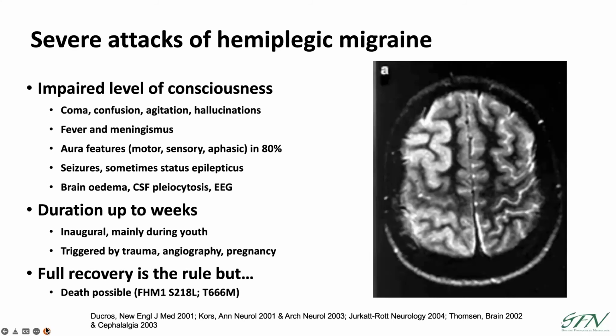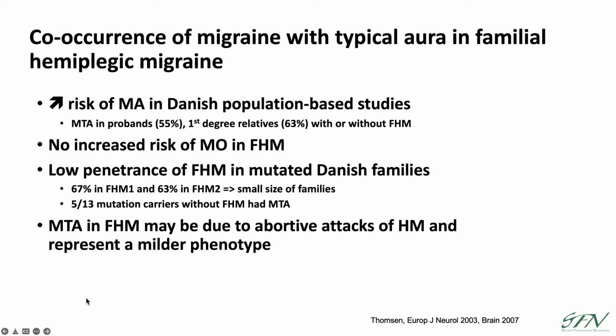the brain edema. So in addition to hemiplegic migraine, patients with hemiplegic migraine attacks can have co-occurrence of migraine with typical aura and also of migraine without aura. This has been shown in the Danish population-based study. So in patients with hemiplegic migraine, the risk of migraine with typical aura is increased in the index cases, the probands, but also in first-degree relatives with or without familial hemiplegic migraine. But they couldn't show an increase of migraine without aura.